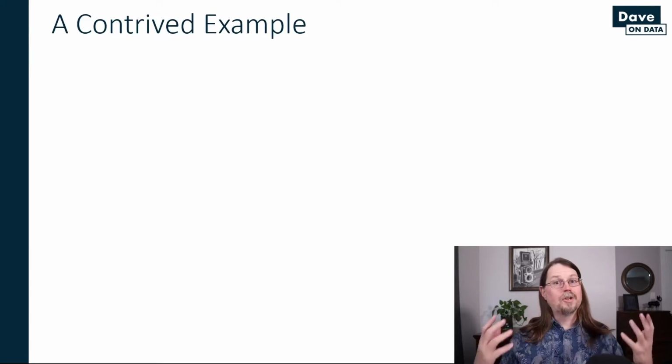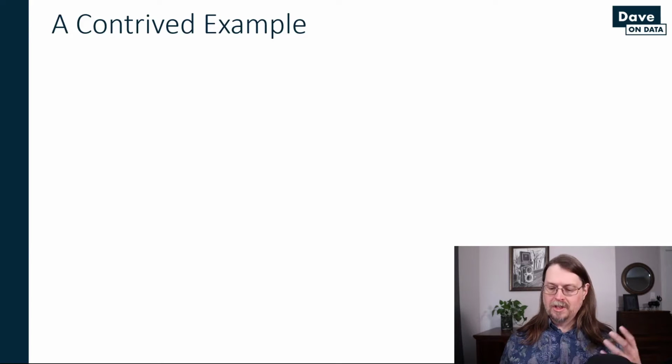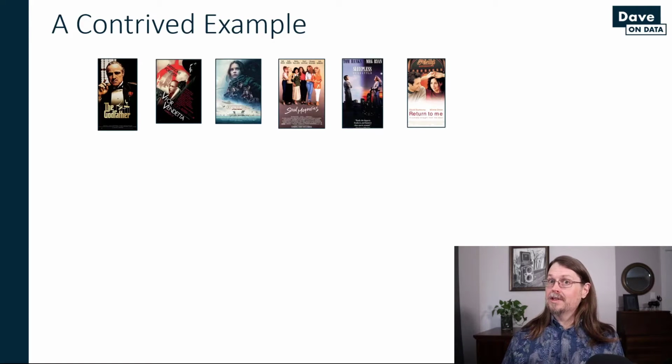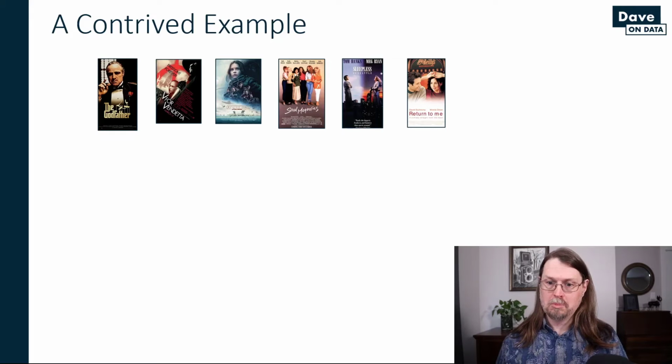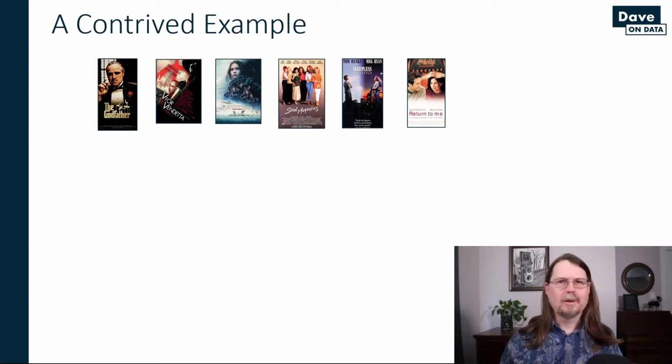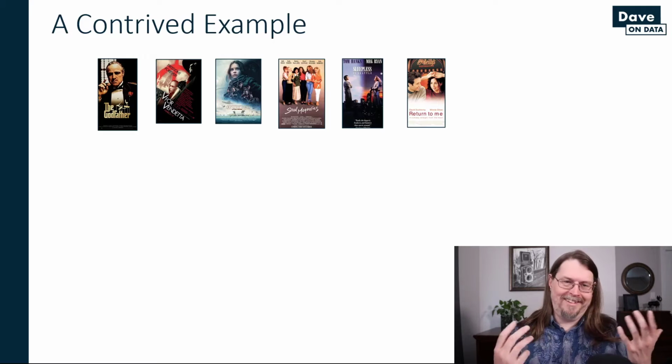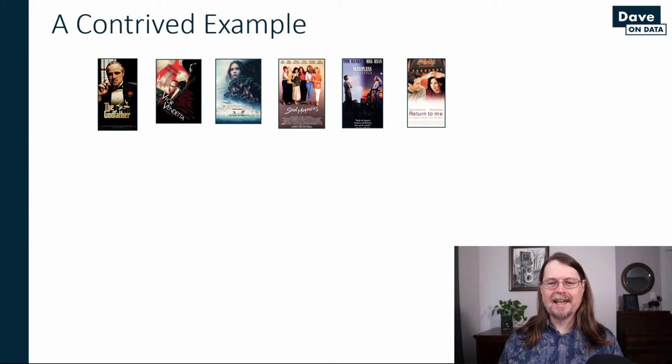So this video is going to use a hypothetical example which has kind of become the de facto standard, which is a collaborative filtering recommender system for movies. Okay, so here we have my contrived example, which is the world's smallest movie streaming service. So think of something like Netflix or Hulu or Amazon Prime or Disney Plus. I mean, you name it, right? So many services these days. This particular service has only 6 movies in the catalog. The Godfather, V for Vendetta, Rogue One, Steel Magnolias, Sleepless in Seattle, and Return to Me.